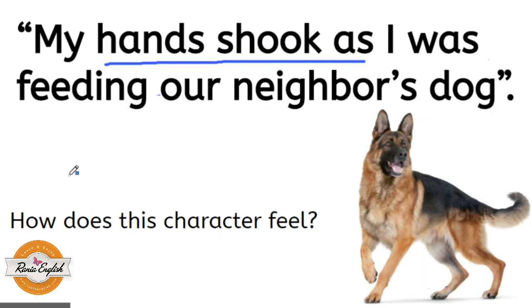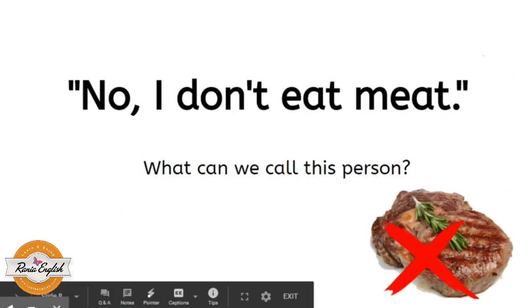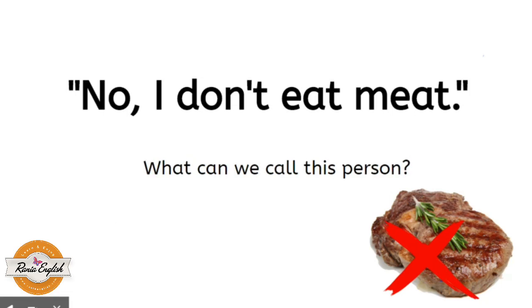Moving on to another example, just to make you feel much more confident. Let's take a look at this. No, I don't eat meat. What can we call this person? A person who doesn't eat meat. What do we call him? Right, exactly. We can infer that this person is a vegetarian. He doesn't eat meat. Great, excellent. Let's move on.